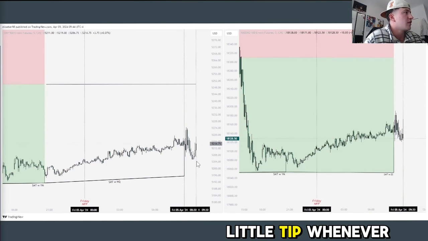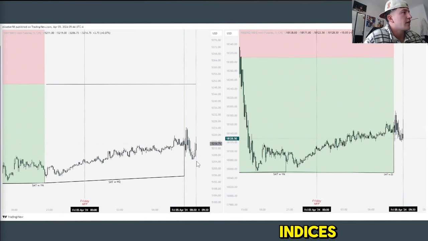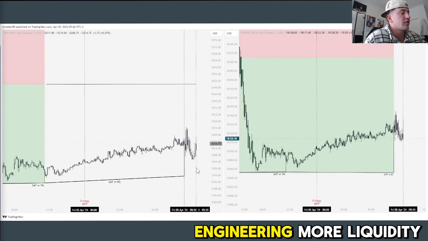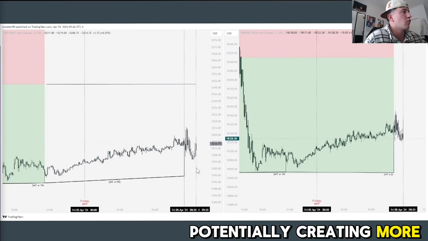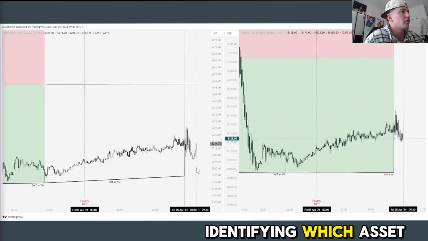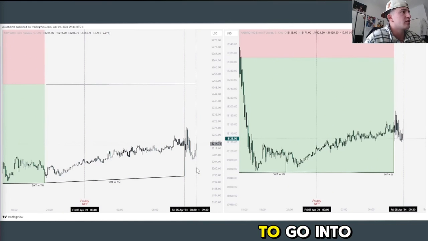And just a little tip, whenever we are trading indices, it's always best to wait until after the 9:30 opening bell, because that is more of an indication of engineering more liquidity, potentially creating more SMT, identifying which asset will truly be stronger to go into your draw on liquidity objective point.